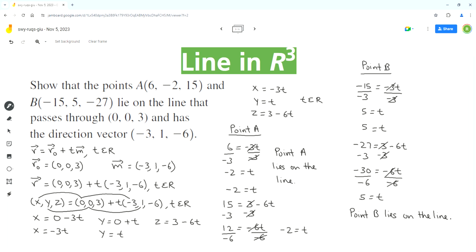So this should be the final answer for this problem. So these are the steps you have to keep in mind to solve a problem like this one.